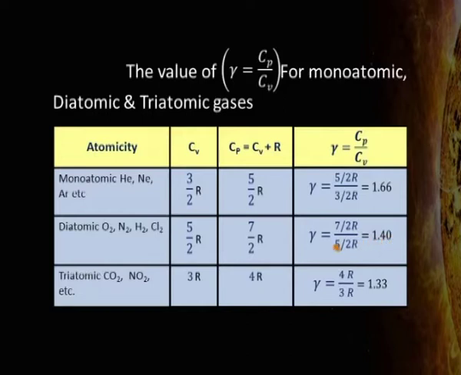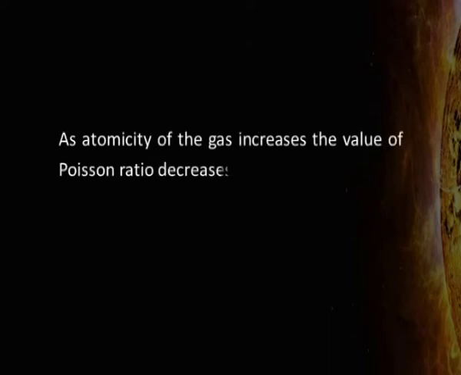For triatomic or polyatomic gases like CO2, NO2, etc., Cv will be equal to 3R, Cp will be equal to 4R and gamma, that is Poisson's ratio, which is equal to Cp by Cv, will be equal to 4R divided by 3R, equal to 1.33. You can note that as atomicity of the gas increases, the value of Poisson's ratio, that is Cp by Cv, decreases.